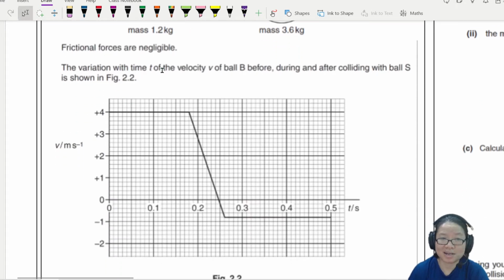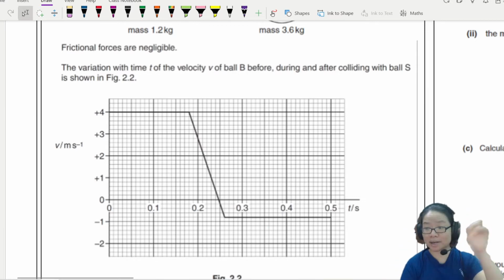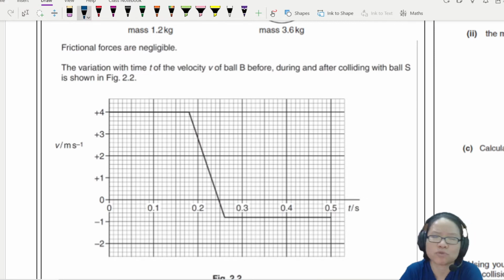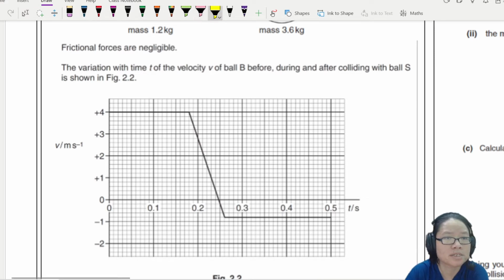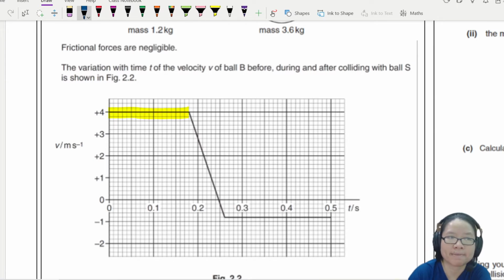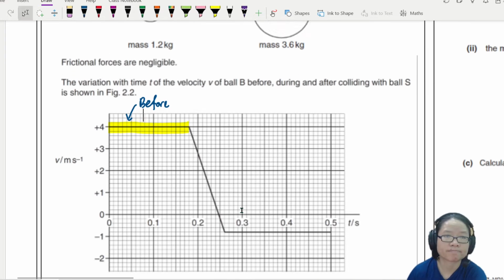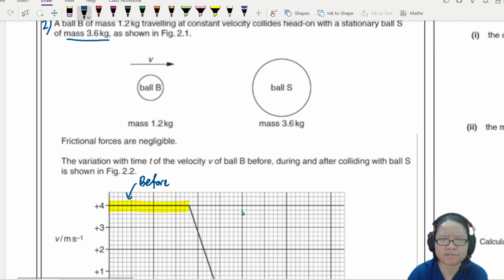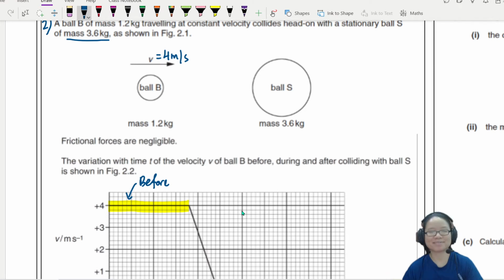The variation with time t of the velocity of ball B before, during, and after the collision is shown in figure 2.2. So this is a v-t graph. If you learned your kinematics well in the previous chapter, you will notice a few things. For example, this is the first stage where the velocity is constant. I guess that here is before collision. From here I can tell that v is 4 meters per second, positive 4 meters per second.